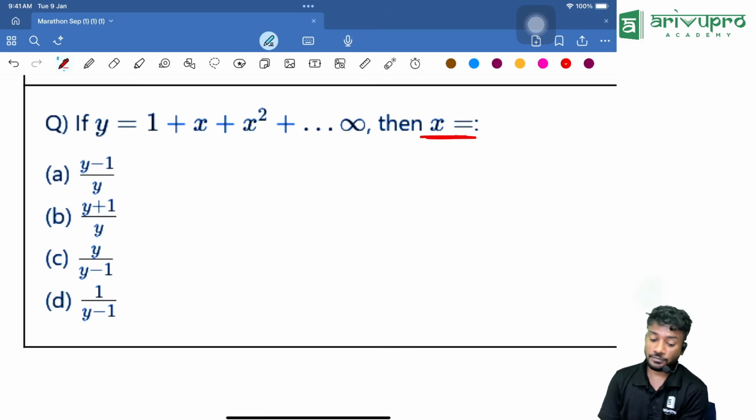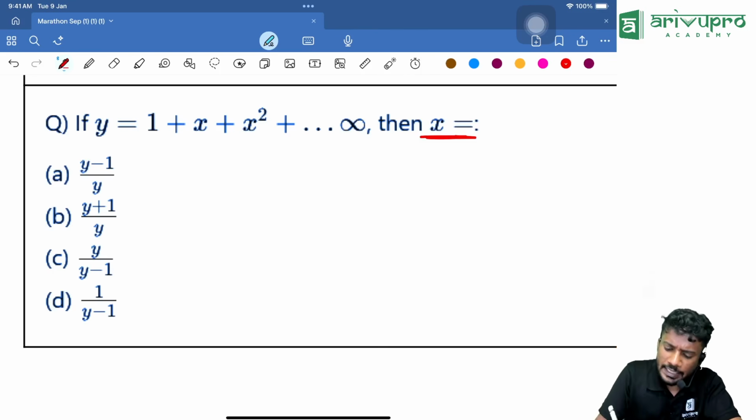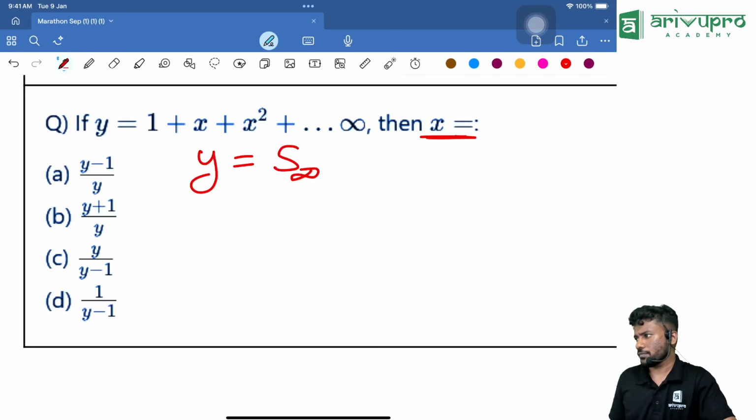Y minus 1 divided by Y. What is the reason for that answer? Because summation of infinity is 1 by 1 minus R. Y is equal to what? Y is equal to S infinity.